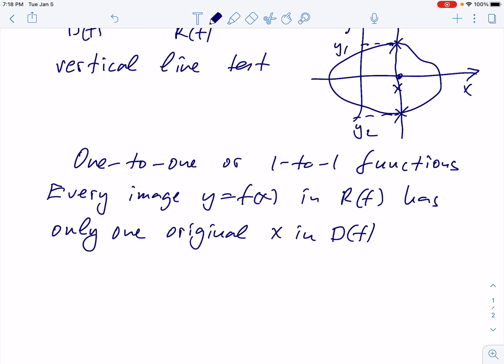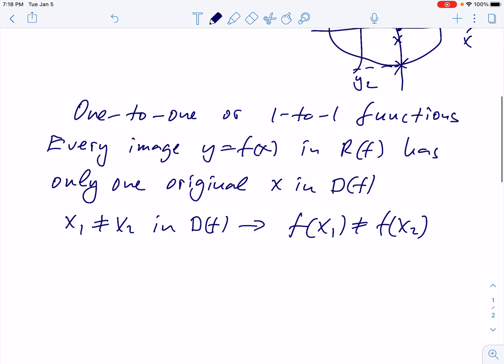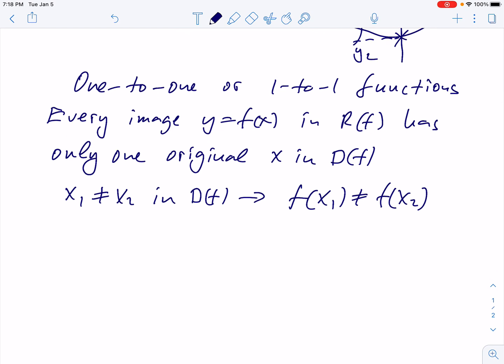We can also say that a function is one-to-one if different originals, if x1 is different from x2 in the domain, then the images are different. We can write it this way: f(x1) will be different from f(x2). Let's see some examples.